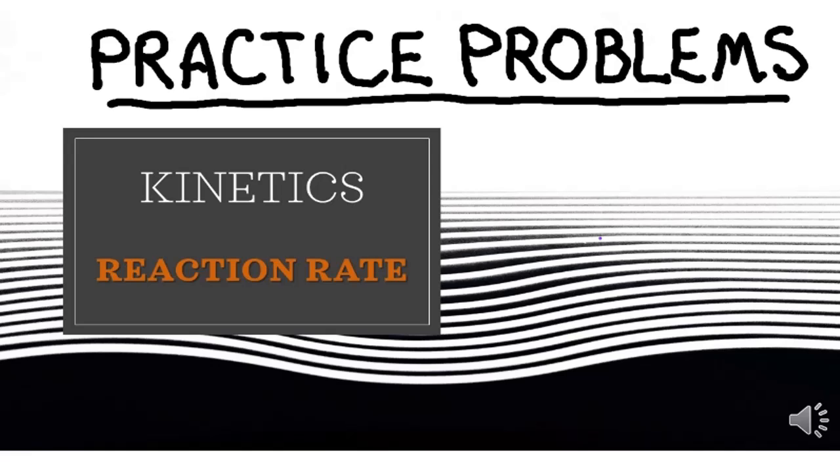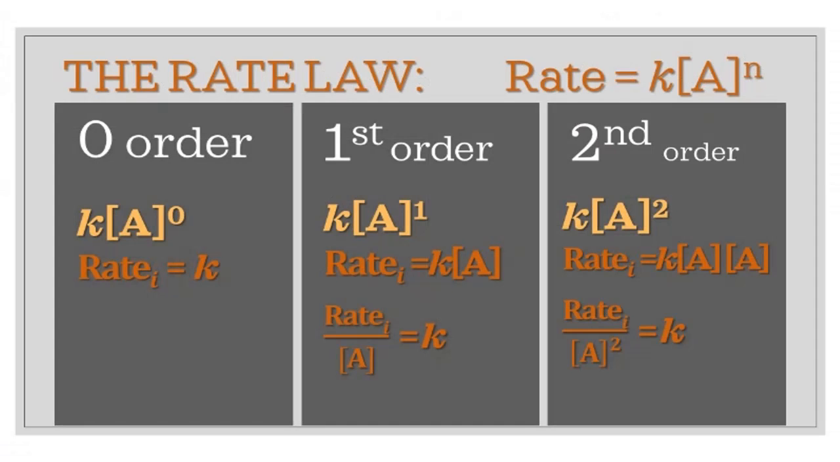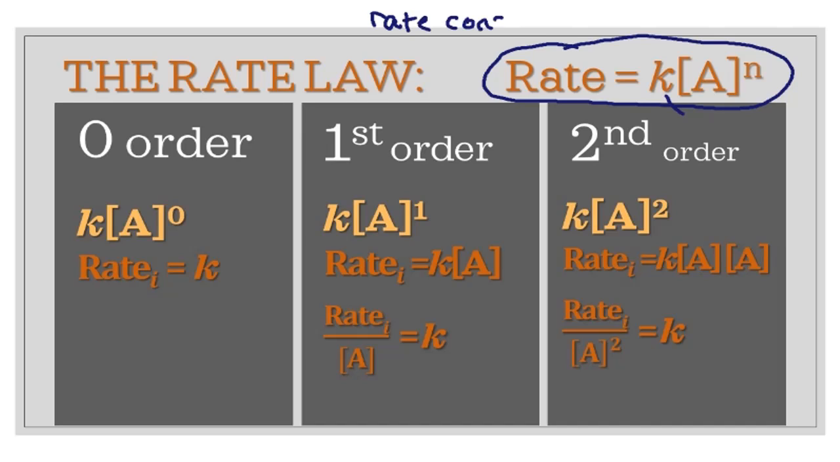Now, before we get into the practice problems, let's just review really quickly the rate law, which is the rate equals k, and that k is called the rate constant. This is different for each chemical formula. The rate constant is going to be different for each chemical formula. So some of these practice problems are going to be us figuring out what the rate constant is.